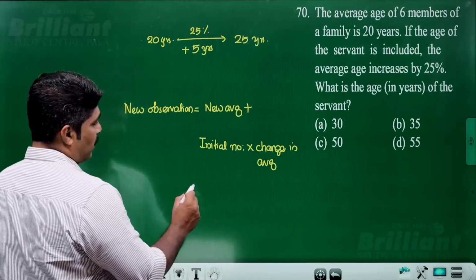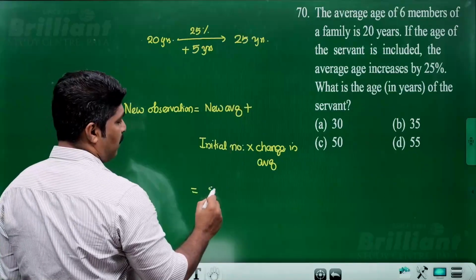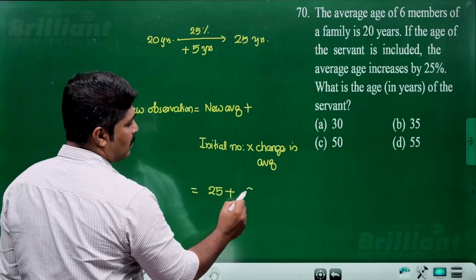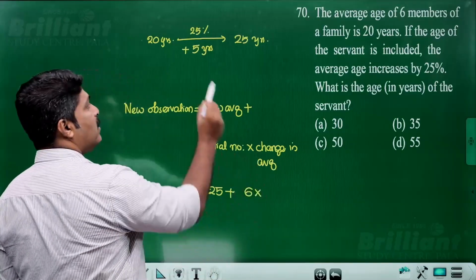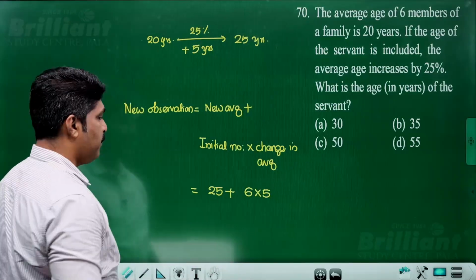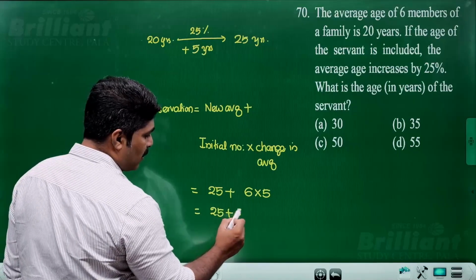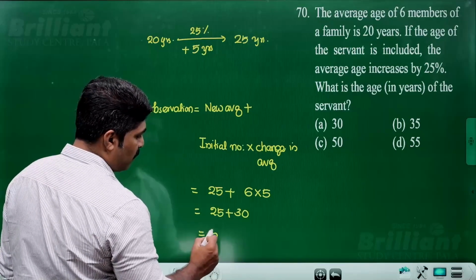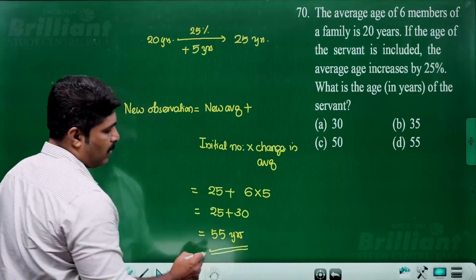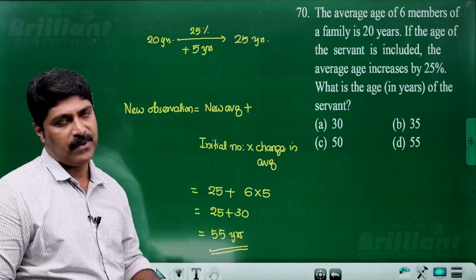So how can we execute it here? This is the new average. What is the new average? 25 plus, what was the initial number? 6. What is the change in average? 5 years. So directly we can connect it. So this is equal to 25 plus 30, which will be equal to 55 years. Correct. So this is one way to find the answer to similar types of questions.